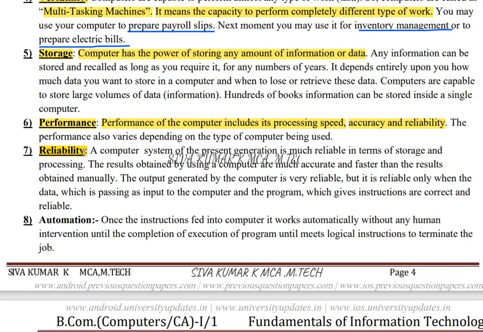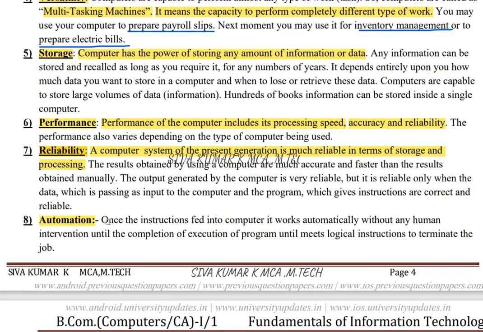Next, what is reliability? I just explained accuracy, reliability, speed, processing. A computer system of the present generation is much more reliable in terms of storage and processing. Suppose you want to purchase a mobile phone, what do you look at? The storage. What is the memory provided by the company in the mobile phone? Yes. So that is reliability.